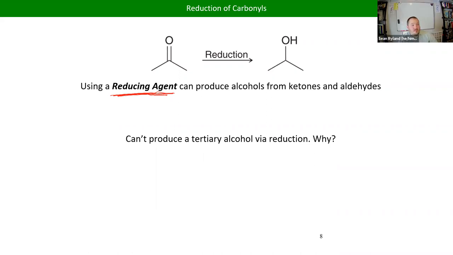Right. So we can't produce a tertiary alcohol with this straight up reduction, because that would mean we were starting from a carbonyl that had five bonds. That just looks wrong, right? Unless you're using your imagination and that's a bacteriophage or something like that. That molecule does not look right. So we are not going to make tertiary alcohols this way.